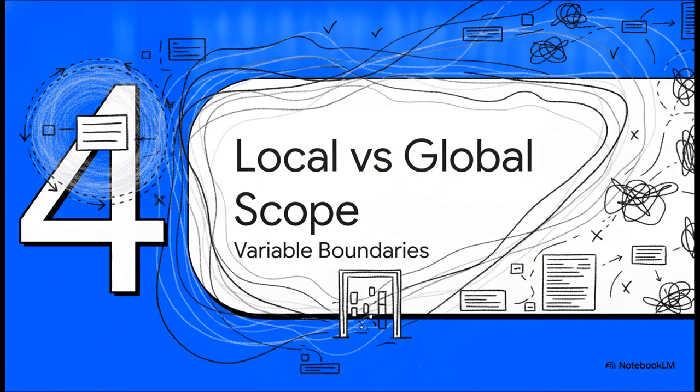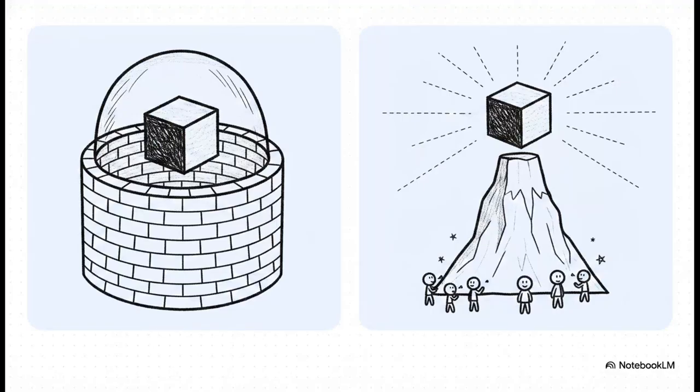All right, let's shift our focus to Section 4, local versus global scope and variable boundaries. You can think of scope as the specific jurisdictions where your variables actually exist. Here is the clear definition of those boundaries. Local variables exist only inside the function where they were created. The moment that function finishes running, boom, those local variables are destroyed and forgotten. Global variables, however, exist outside the function. They live in the main body of your script and can be seen by absolutely everything.